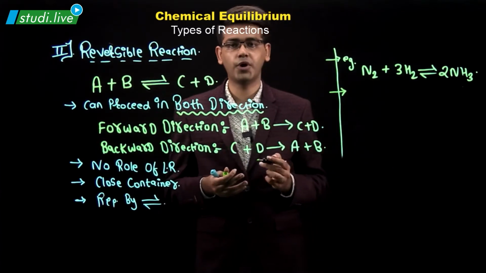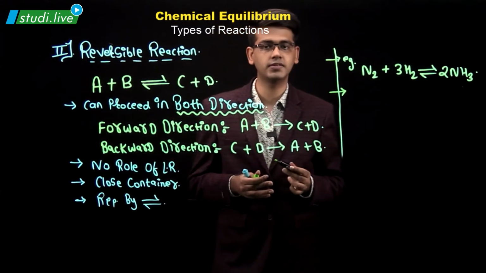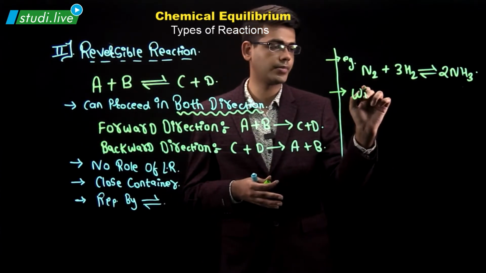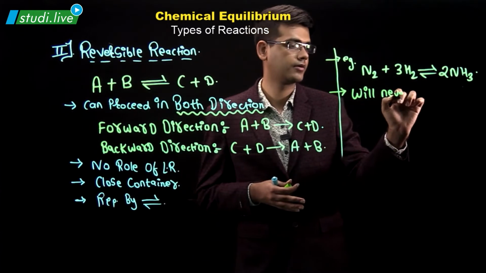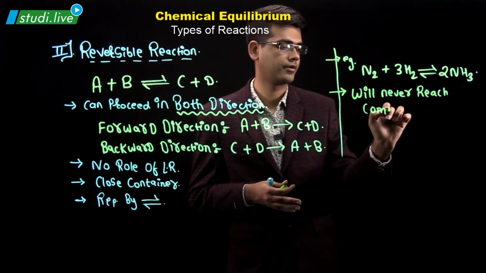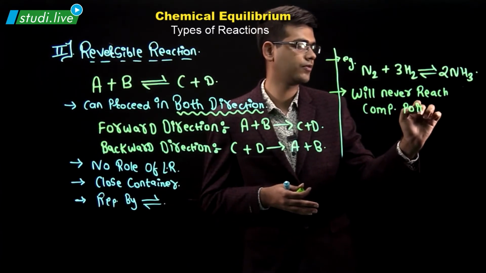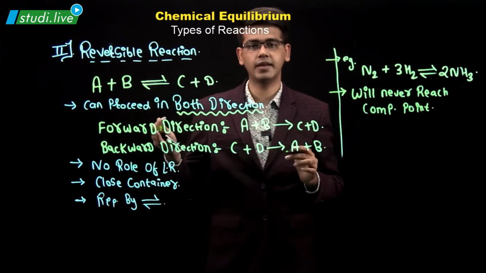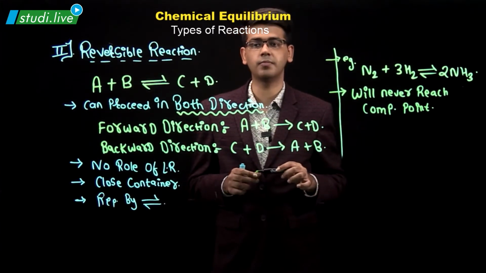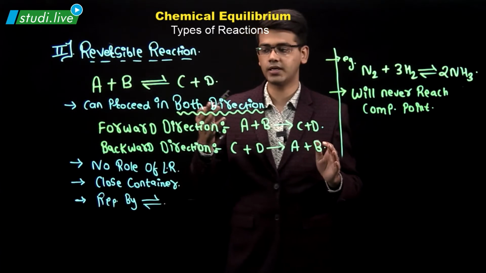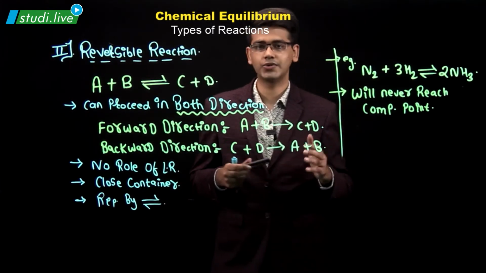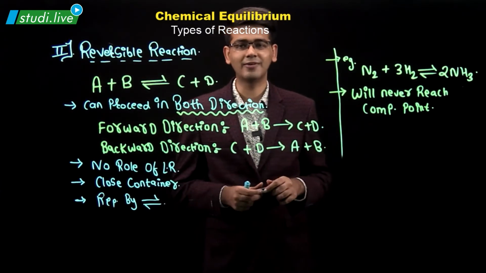And one more important point with respect to reversible reactions is that this type of reaction will never reach completion point. In the previous video, we saw that irreversible reactions always reach completion point, but reversible reactions will never reach completion point. They will always be continuously going in forward direction and then in the backward direction. So these were the concepts with respect to reversible reactions.